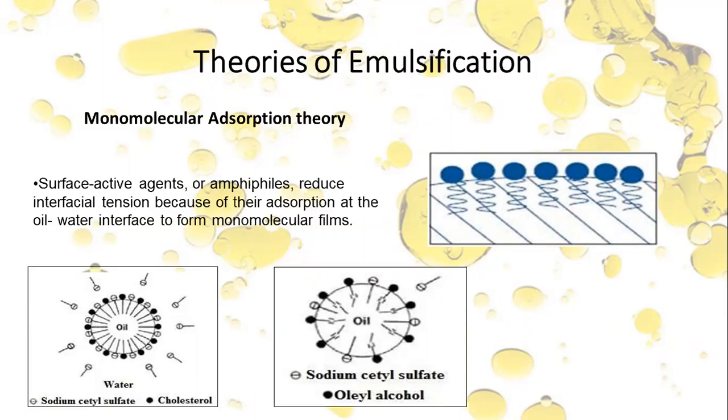So there is an equation: delta G equals gamma O/W times delta A, where delta G is the increase in surface free energy, gamma O/W is the interfacial tension of the oil in water interface, and delta A is the increase in surface area of the interface due to droplet formation.